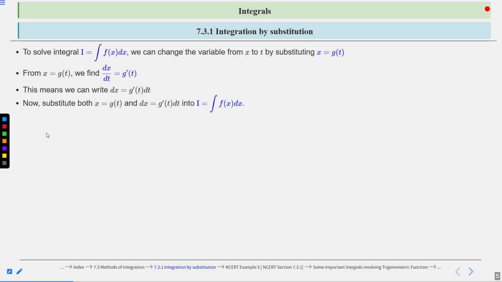Now substitute both x equal to g(t) and dx equal to g'(t) dt into I, which is equal to integration of f(x) dx. So I will be equal to integration of f(x) dx, which is equal to integration of f(g(t)) into g'(t) dt, okay?